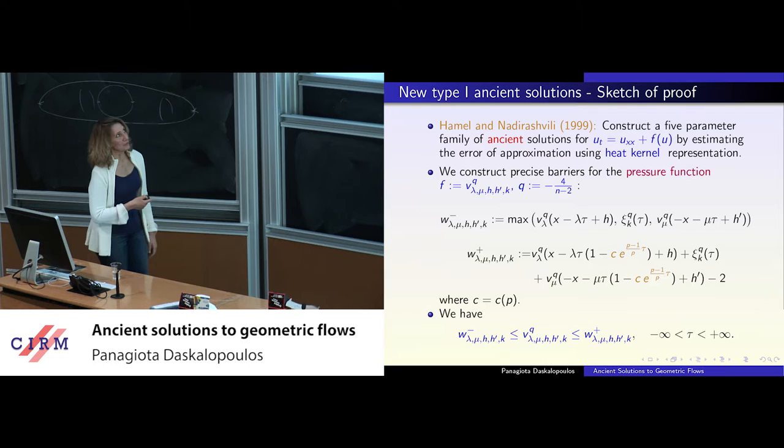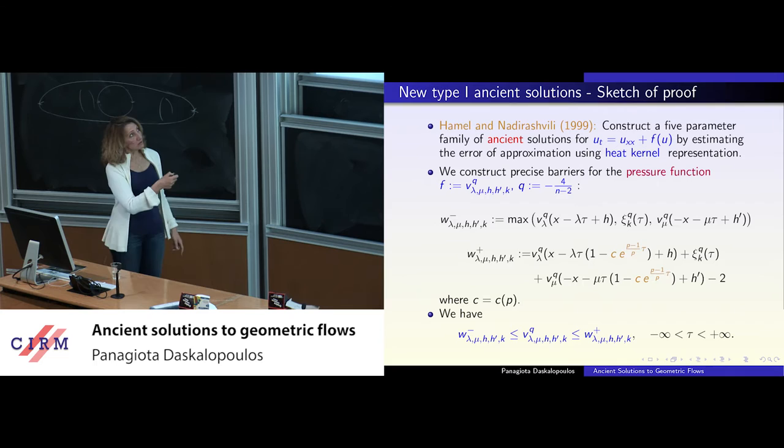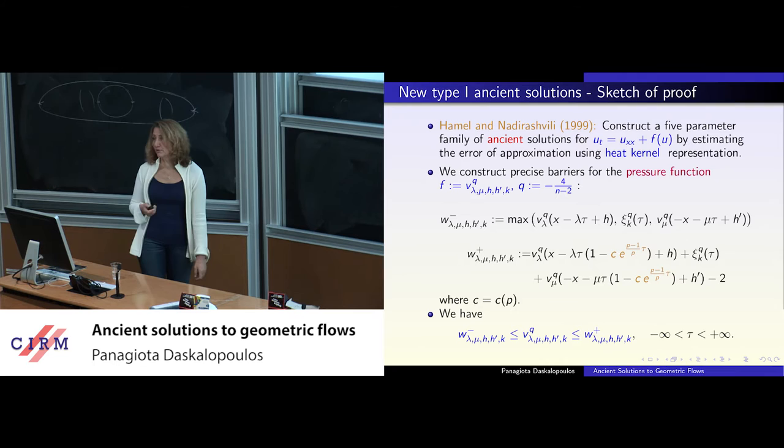Now, Hamelin and Dirashvili, in that equation, they don't use super and sub solutions. They just use the heat kernel. They just estimate the error of approximation by the heat kernel.